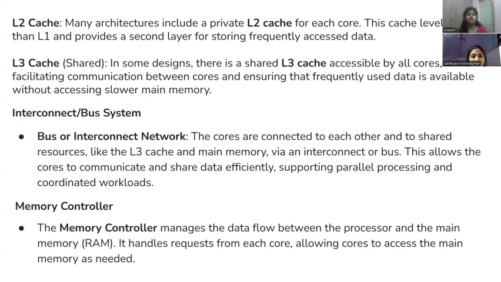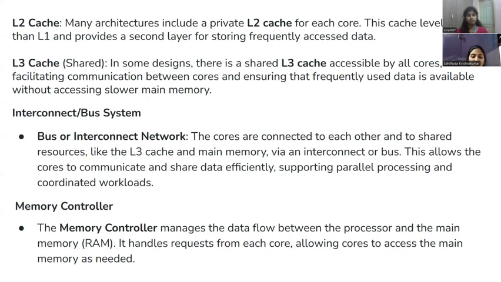So why do we need this? For example, if core one processes some data and core two needs the same data shortly after, core two can access it from the shared L3 cache instead of retrieving it from the main memory, saving time and improving performance. Then next we have the interconnect or bus system.